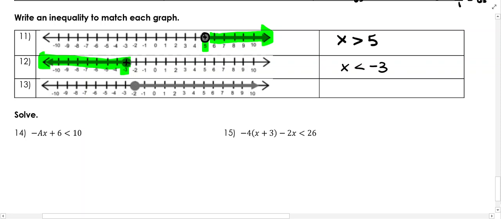And yay, finally, we cannot see the plus sign inside, right? So that means it's a closed circle. And the number of interest is negative 2, and we want all the numbers bigger than or equal to this. So x greater than or equal to negative 2.